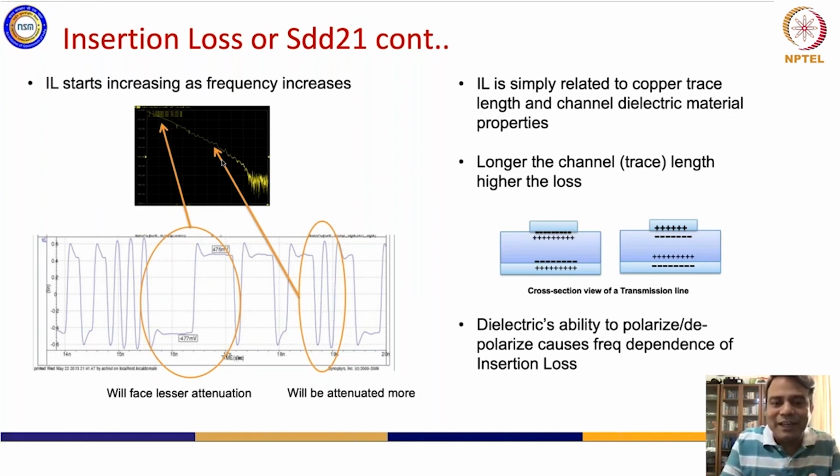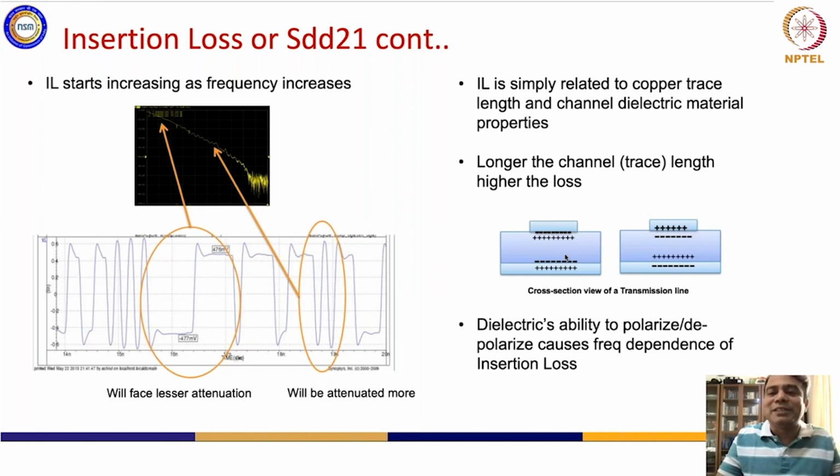When you're transmitting electromagnetic waves, it's a transmission line. There is obviously a dielectric. There is a ground reference, there is a plus and a minus, and there is a dielectric in between. When the electromagnetic wave is going through the media, the dielectric also needs to polarize and depolarize at the same frequency at which you are transmitting the waves. This dielectric's ability to polarize and depolarize causes frequency dependence of insertion loss, because of which higher frequencies get attenuated more, lower frequencies get attenuated less, and you see a closing eye.